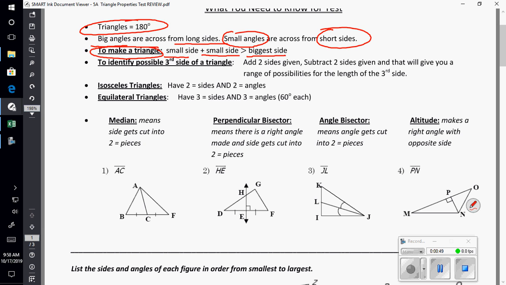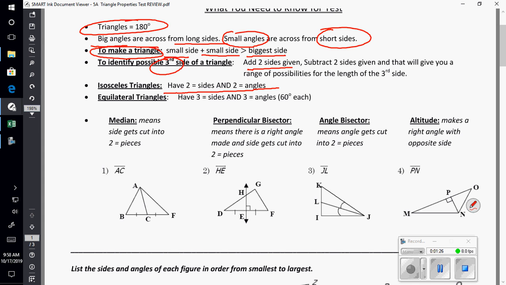You want to find possible lengths for a third side when you're only given two of the sides. Subtract the lengths of those two sides, and that'll give you a minimum. And then add the two sides together, and that'll give you a maximum. So the length will need to be between this difference and the sum of those other two sides.